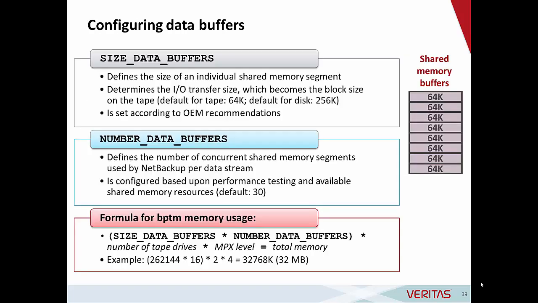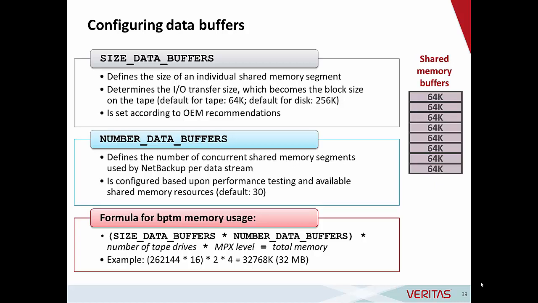The shared memory used on the media server during backups is comprised of a number of buffers of a certain size. So in this slide here, the example, it looks like we have 8 buffers, 64 kilobytes in size. Both of those characteristics are tunable, the size of the buffer and the number of buffers. And here's how you want to think about that.